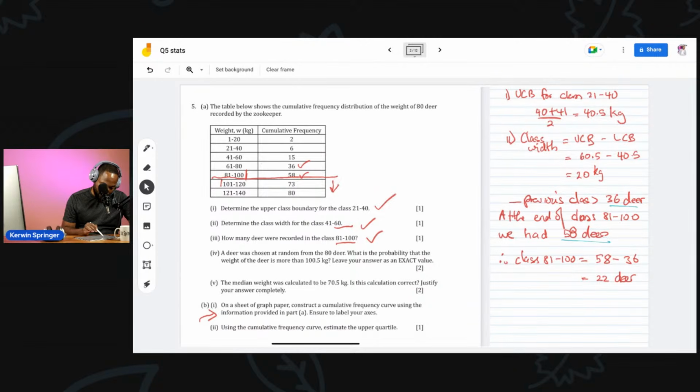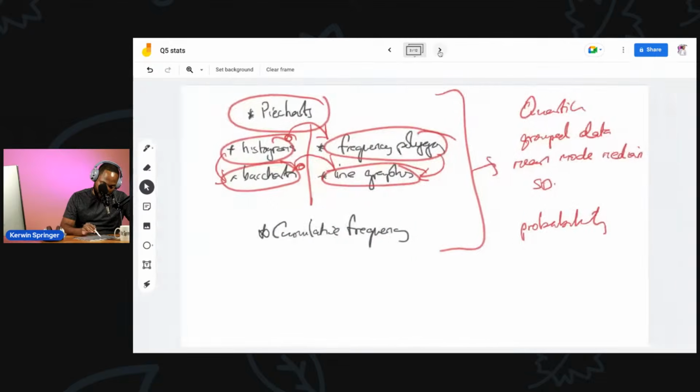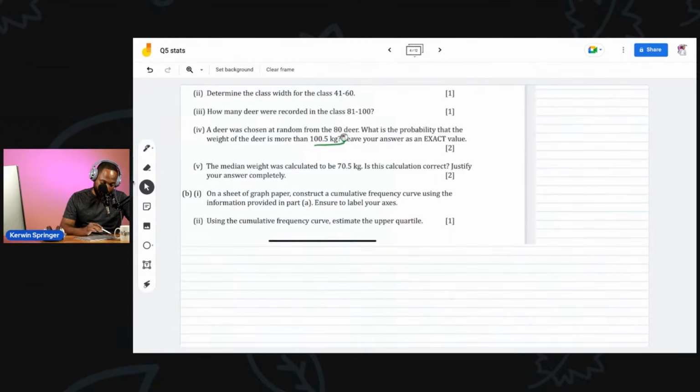It stops off at 58. 58 days are under 105. Okay, 58 days under it. So what's the question? I go back to the question. A day was chosen at random from the 80 days. What is the probability that the weight is more? So probability is the number of desired outcomes over the total number of outcomes.